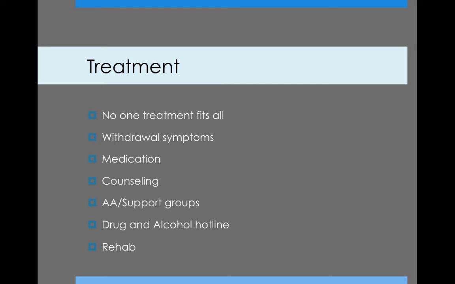So usually with treatment, they try to deal with the withdrawal symptoms first, as this is what's going to happen right away as drinking stops. So medication can be used. And there are two approved medications in Canada. One is Antabuse and the other one is Temposil.